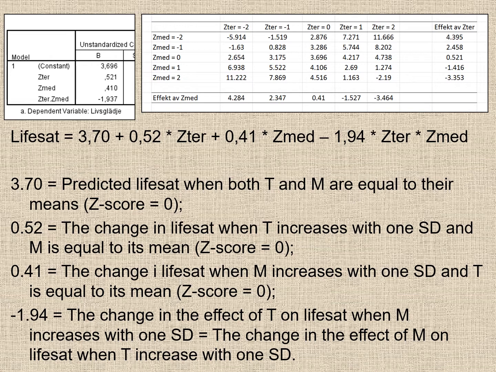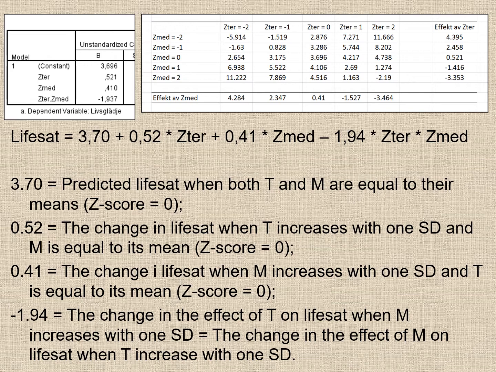In this case, the interaction term is negative and significant. What conclusion do we draw from that? If we express it more in words. If medication increases, what happens with the effect of therapy on life satisfaction? It decreases. And given that you receive enough medicine, the effect even becomes negative. So therapy is good for life satisfaction, given that you don't get too much medicine.